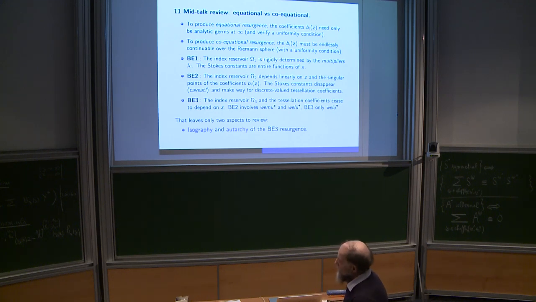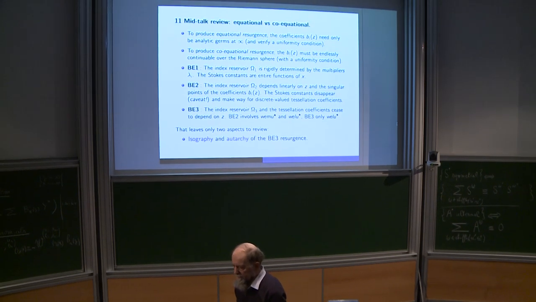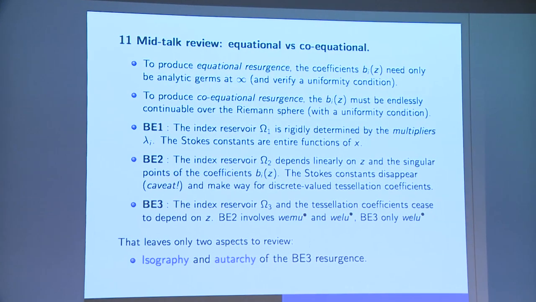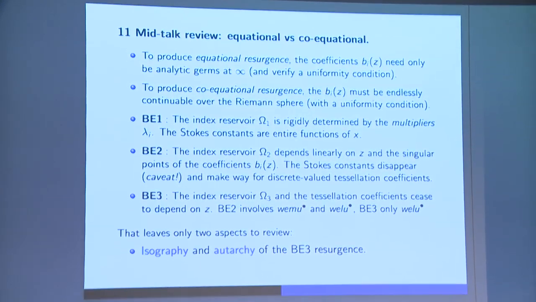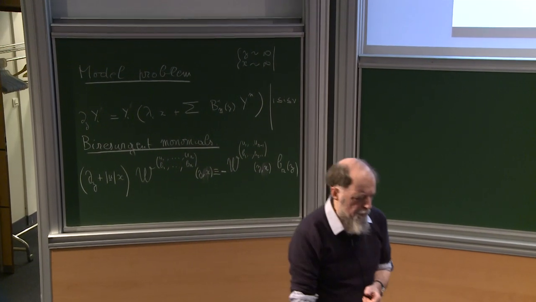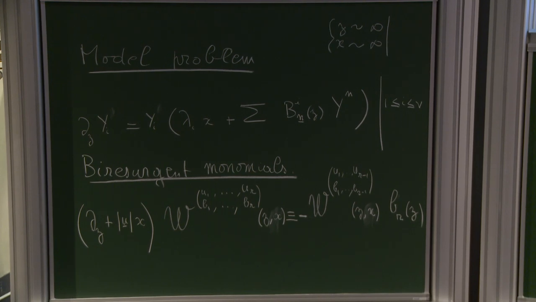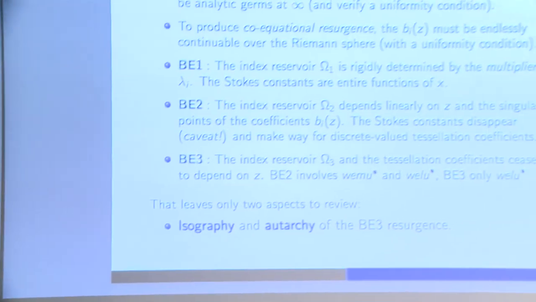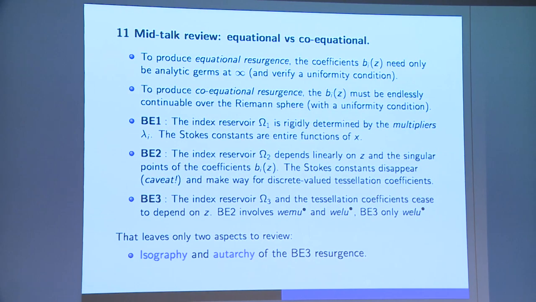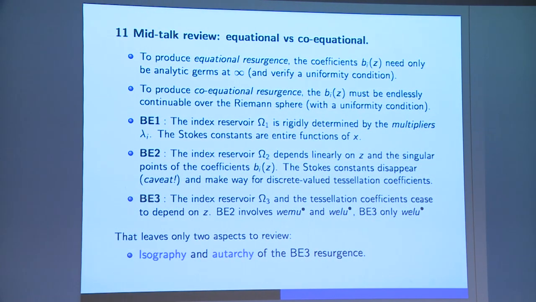And then for the first bridge equation, the index reservoir is simple enough. It is generated by the multipliers, by the lambdas here in this equation. It is not so with coequational resurgence; it is much more complex. It is the bilinear expressions of the weights and the singularities of the inputs. But to make up for that, the Stokes constants simplify. They become the tessellation coefficients. There is a trade-off between the complexity of the set of omegas of active alien derivation and the complexity of these Stokes constants. And then, well, many other properties.